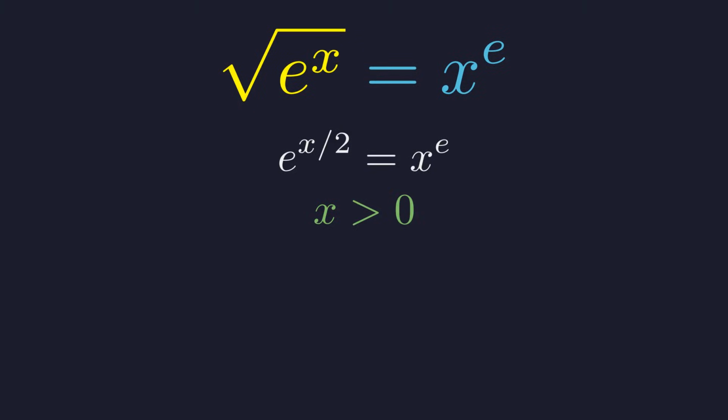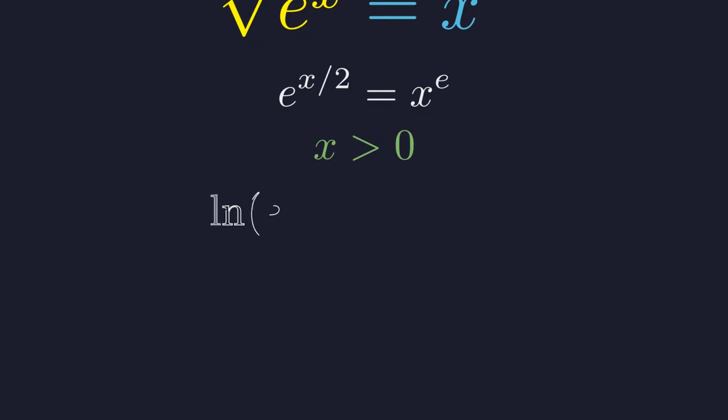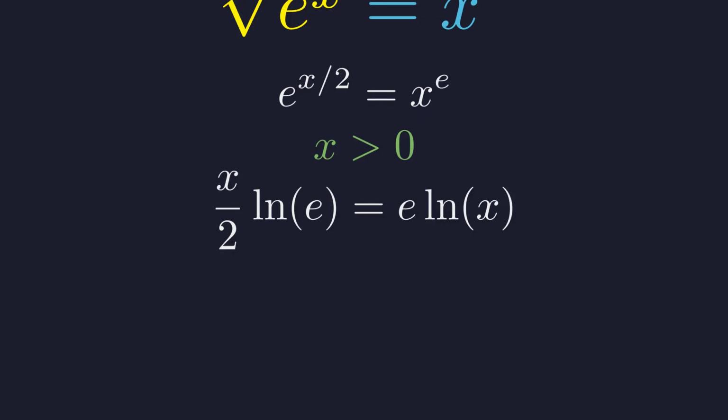Before we go further, notice something important about the domain. e to any power is always positive, which means x to the power e must be positive too. So x has to be greater than 0. Now that we know x is positive, we can safely take the natural log of both sides. This sets us up perfectly for the logarithm power rule. Using the power rule, those exponents come down in front as coefficients.